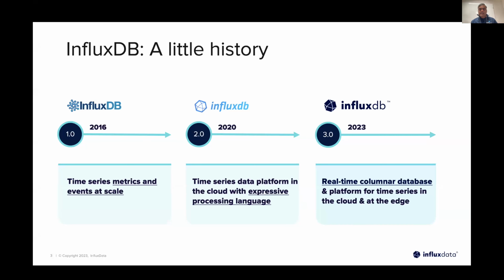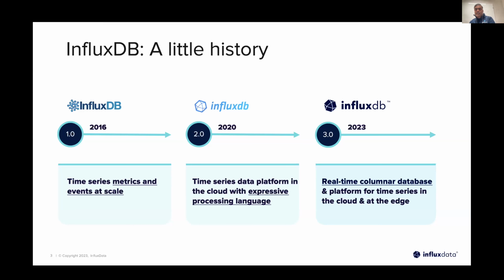We also had a new expressive processing language called Flux, which allows you to do things in real time, write your own alerts, and so on and so forth. But one of the patterns we noticed was customers would tell us, hey, we still have a cardinality problem. As our data is exploding, we still can't manage traces, log analytics, and things like that.